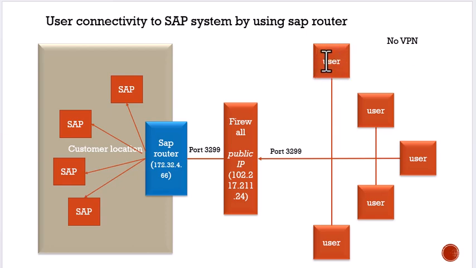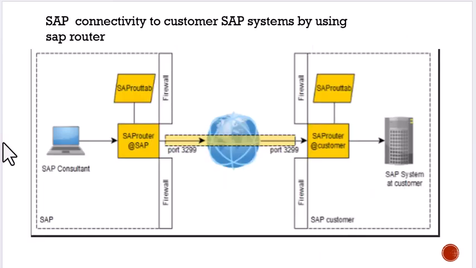So you have multiple users, user 1, 2, 3, 4, 5. They will be using an SAP router string, which is in your SAP GUI. In SAP GUI, you maintain a string, and using that string you connect to your backend system. In this scenario, you will not have a VPN.